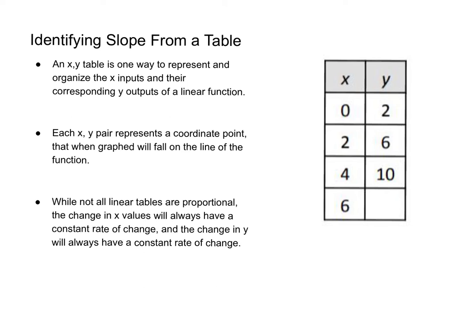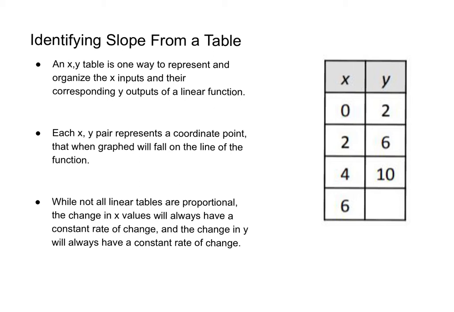So let's talk about identifying slope from a table. An XY table is one way we can represent and organize the X inputs and their corresponding Y outputs of a linear function. Each of these X and Y pairs represents a coordinate point that when graphed would fall on the line of a function.